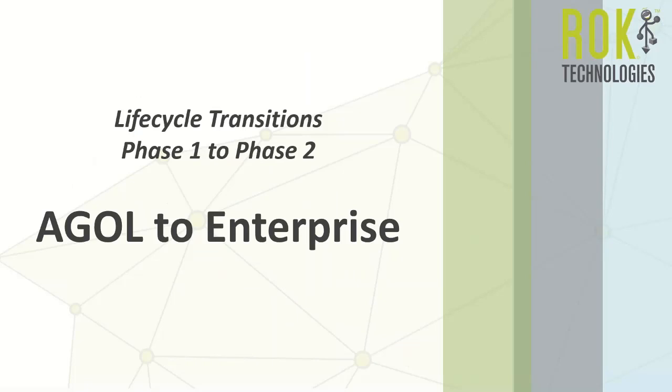So we're going to get right into talking about the first lifecycle transition, the first major transition we see, and that's from phase 1 to phase 2. And you'll notice here, I know that we're going to talk specifically about AGOL to Portal, but you'll notice here that I say AGOL to Enterprise. And the reason that I say that is because when you go to Enterprise, you're adding 2 things, ArcGIS Server and Portal, and both of those have some considerations that we have to keep in mind.